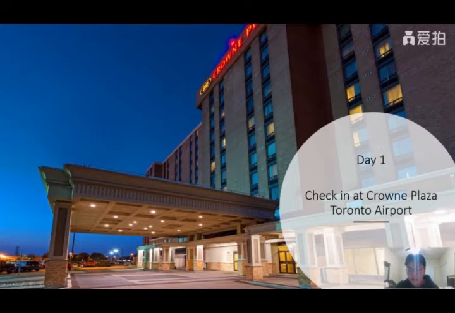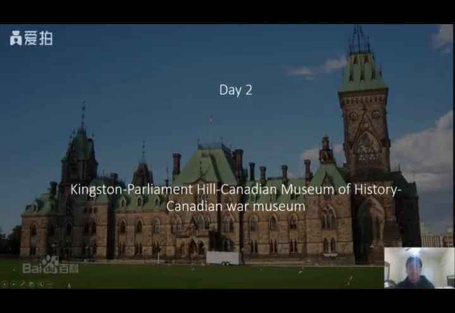Day 1, the plane ticket I booked will arrive at 10 p.m. local time. I'm going to take a break at a hotel after I get my rental car. And then I check in at Crown Plaza Toronto Airport.